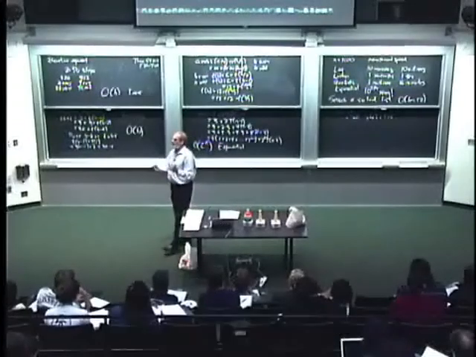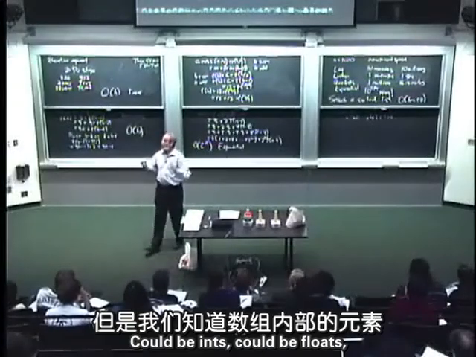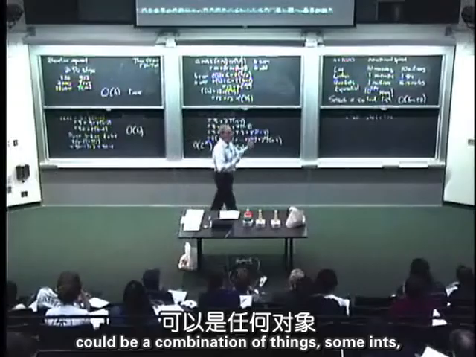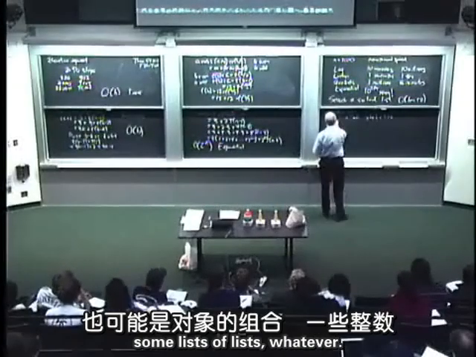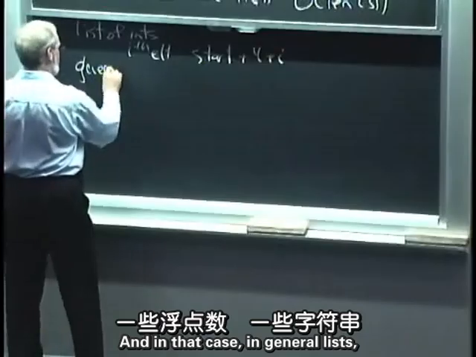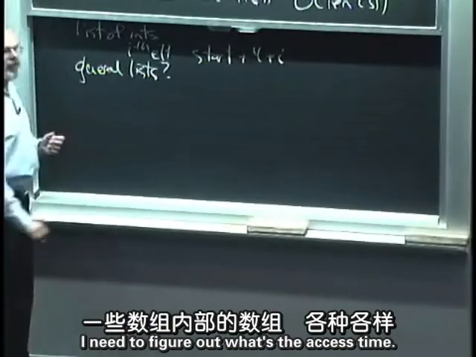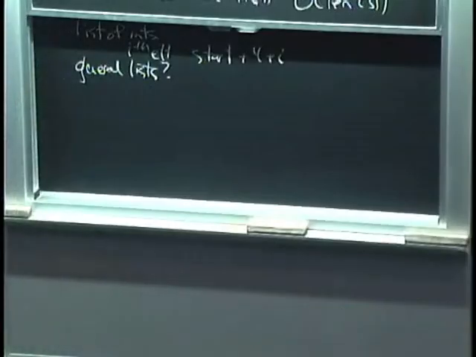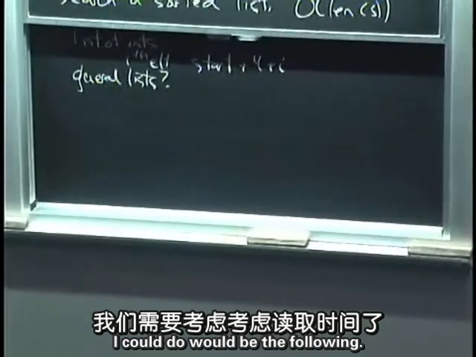But we know lists can be composed of anything. Could be ints, could be floats, it could be a combination of things. Some ints, some floats, some lists, some strings, some lists of lists, whatever. And in that case, for general lists, I need to figure out what's the access time. And here I've got a choice. One of the ways I could do it would be the following.